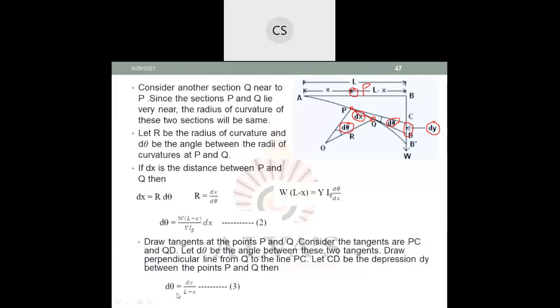Therefore you can write dθ is equal to dy divided by L minus x. Why is it L minus x? Whether it is PB or PC or PB dash, we assumed approximately they are equal. So dθ is equal to dy by L minus x. Call that expression 3.